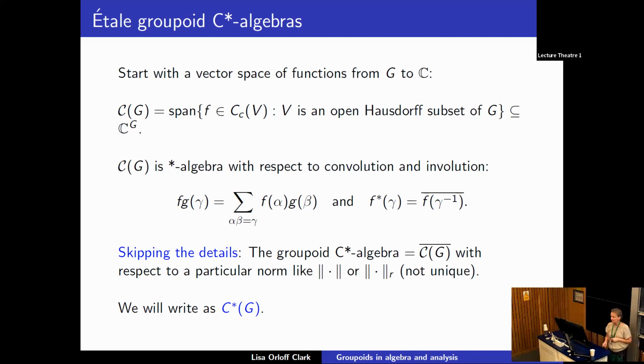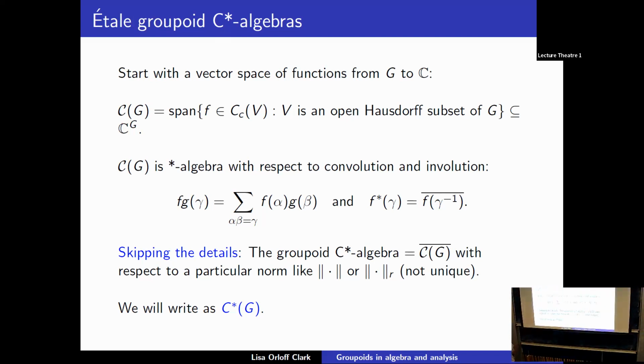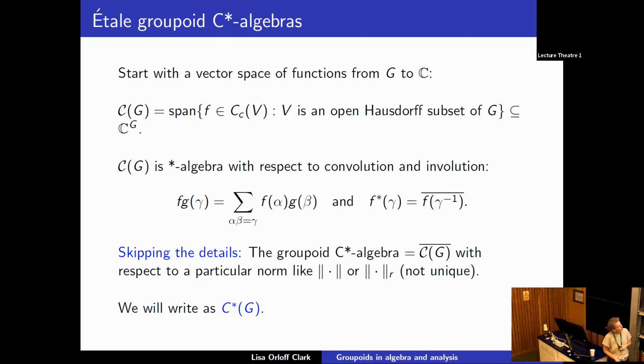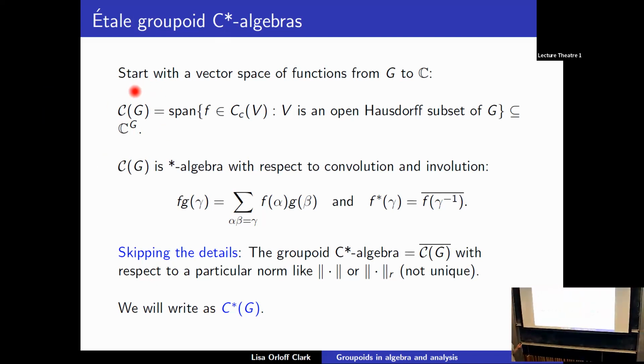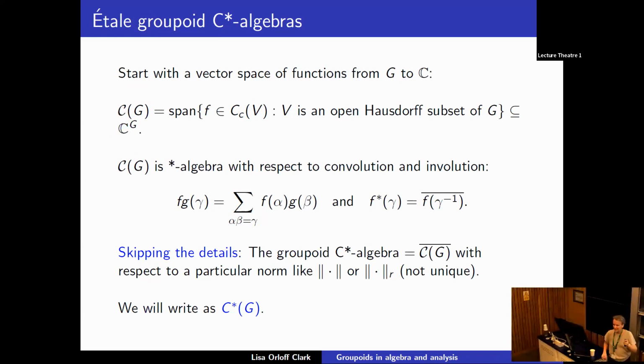So we build the C-star algebra by first thinking about a vector space of functions. And when your groupoid's not Hausdorff, we need to be a little bit careful about what that vector space looks like. So we're going to talk about this curly C of G, which is in fact the span of functions f that are in C_c of V for some open Hausdorff subset V of G. And that is a subvector space of the set of all functions from G to C, meaning addition and scalar multiplication are done pointwise.